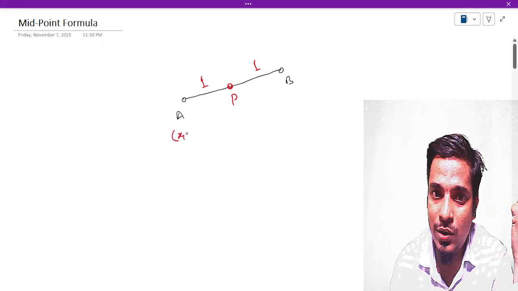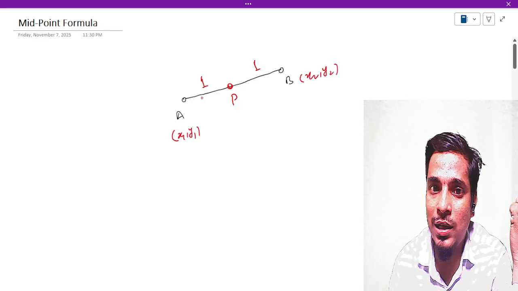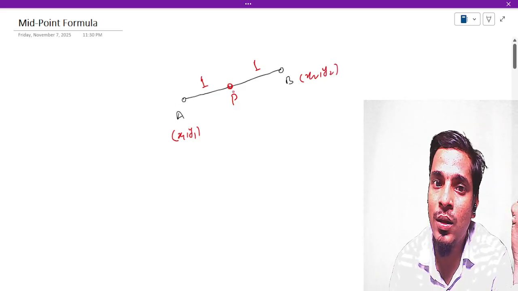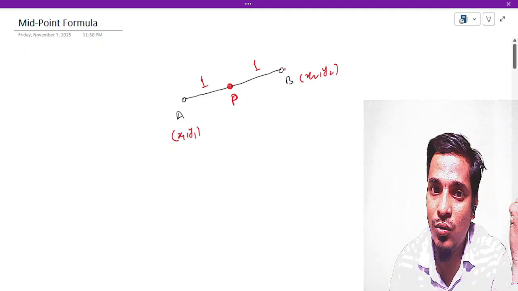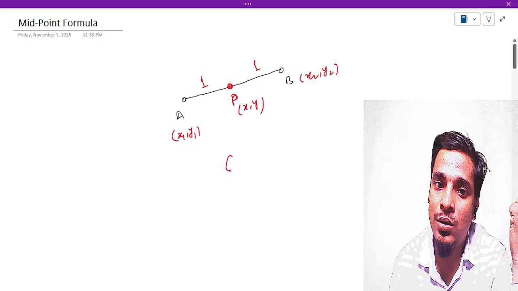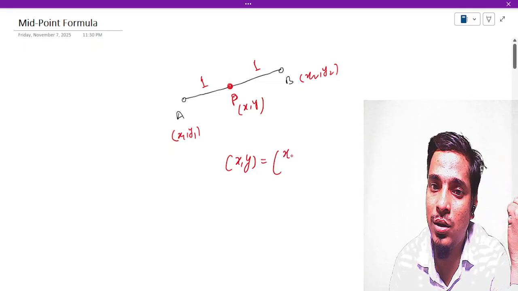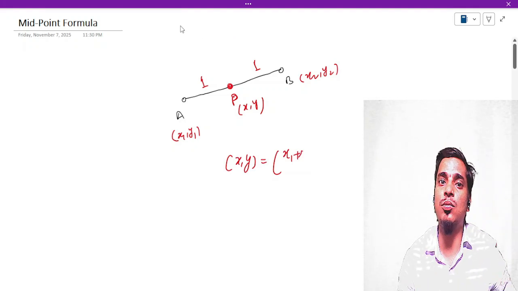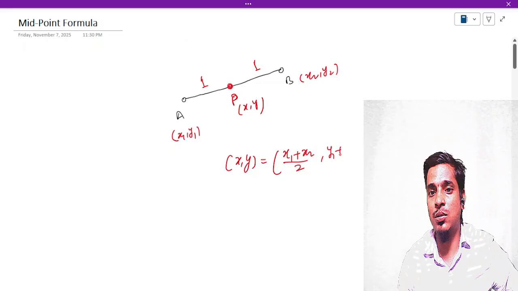So if we have x1, y1 and x2, y2 as the two coordinates, then the line segment joining A and B is divided by a point P into two equal parts. AP is equal to PB, right? So the coordinate of this P is given by x, y is equal to x1 plus x2, or you can say x2 plus x1, divided by 2, comma, y1 plus y2 by 2.